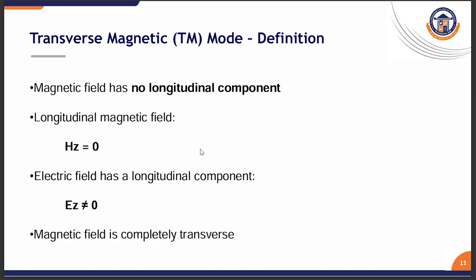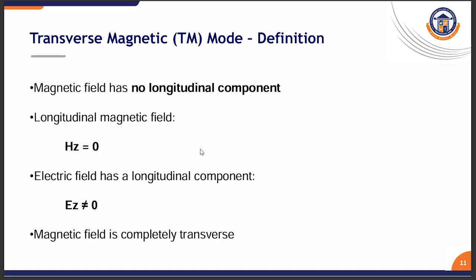And the next one is transverse magnetic or TM mode. In the transverse magnetic mode, the magnetic field has no component along the direction of propagation, while the electric field possesses a longitudinal component. This means that the longitudinal magnetic field component is zero, and the electric field has both transverse and longitudinal components. The presence of the longitudinal electric field distinguishes TM modes clearly from TE modes and results in a different field configuration inside the waveguide.